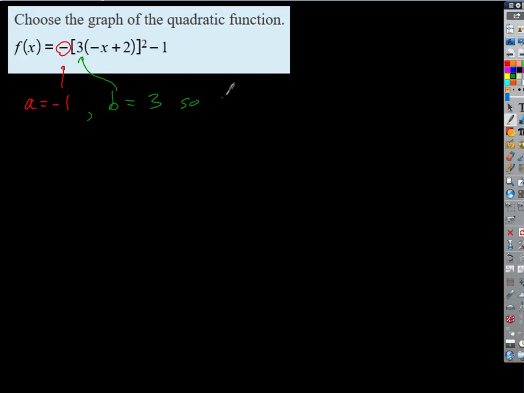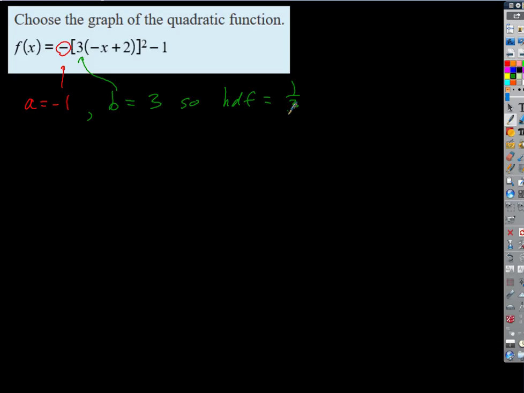Okay. So what's our horizontal dilation factor going to be? 1/3. Is it negative 1/3 or just 1/3? Just 1/3, because B is 3, right? So if B is 3, it's just going to be the reciprocal of that.